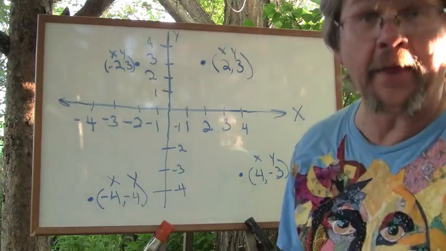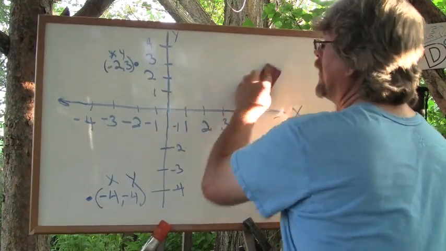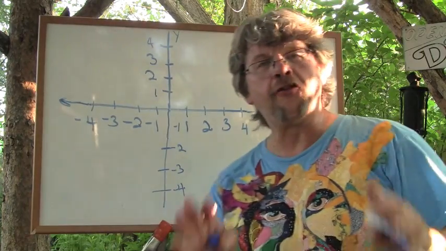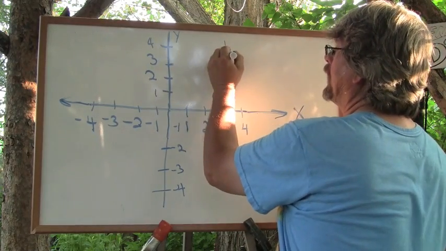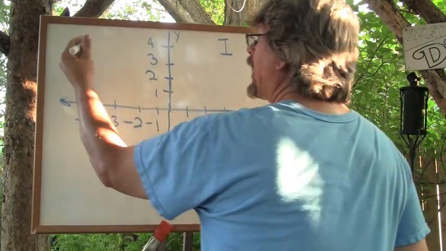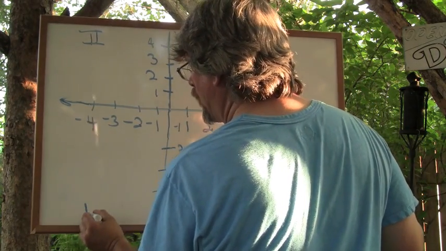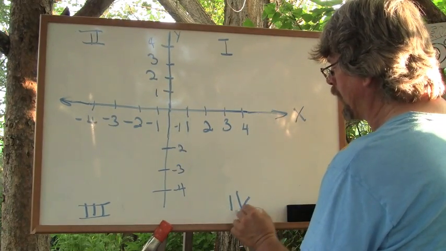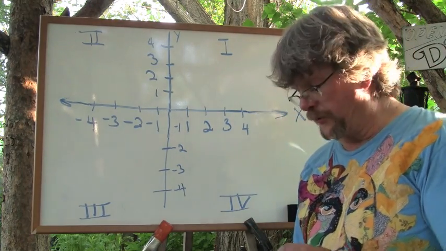And then the next thing I wanted to tell you, you'll notice that the Cartesian coordinate system has 4 areas, 4 quadrants. The first quadrant is the upper right. The second quadrant is the upper left. The third quadrant is the lower left. And the fourth quadrant, and they always put it in Roman numerals, that way you can feel like you're intellectual or something. And the fourth quadrant is the lower right.